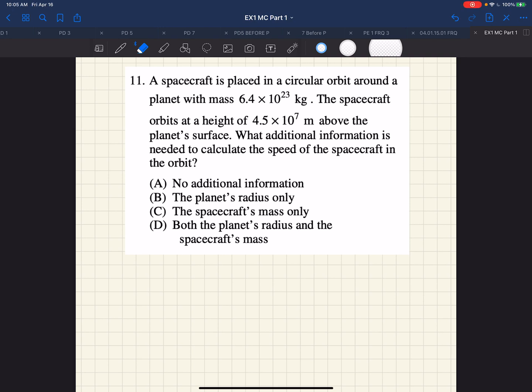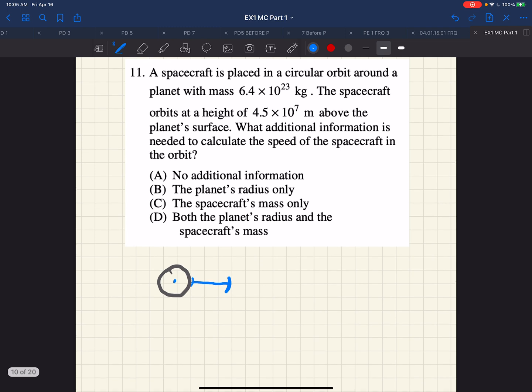In this question, we have a spacecraft in a circular orbit around a planet. Our planet, we will draw like so. We know its mass. And we have a satellite that's a height above the surface. So that's an important distinction here. The object is above the surface, not above the center of the planet.